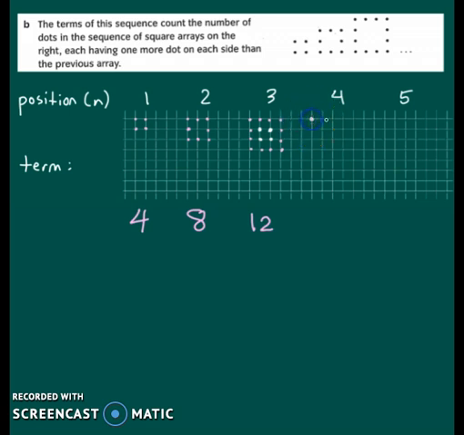So let's go 1, 2, 3, 4, 5. Then 3, 4, 5 on each side in the middle. Okay, so we can count how many dots we have. 5 on one side, 5 on the other, and 3 in the middle on each side. So that's 5 plus 5 is 10. 3 plus 3 is 6. So we have 16 dots.